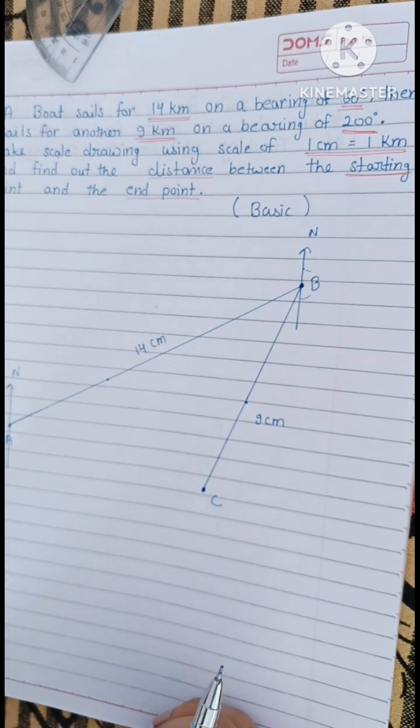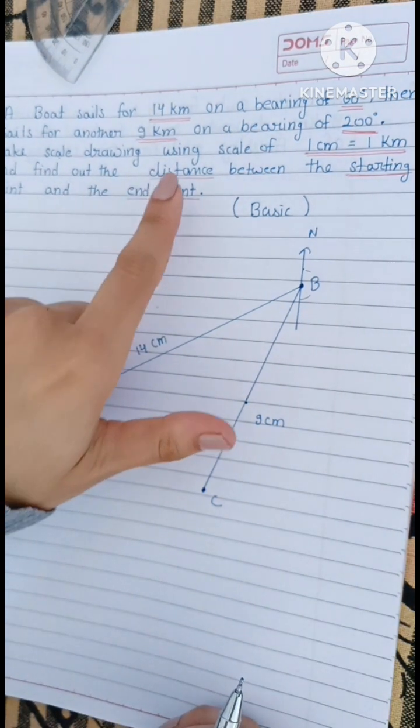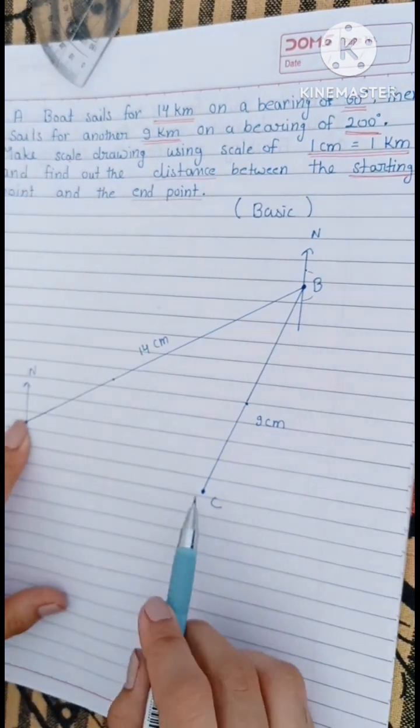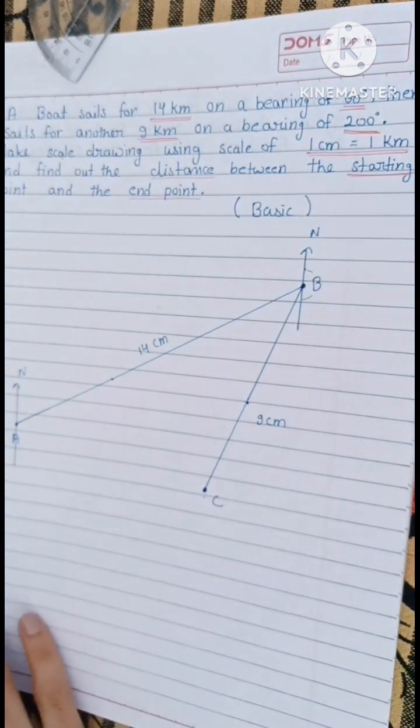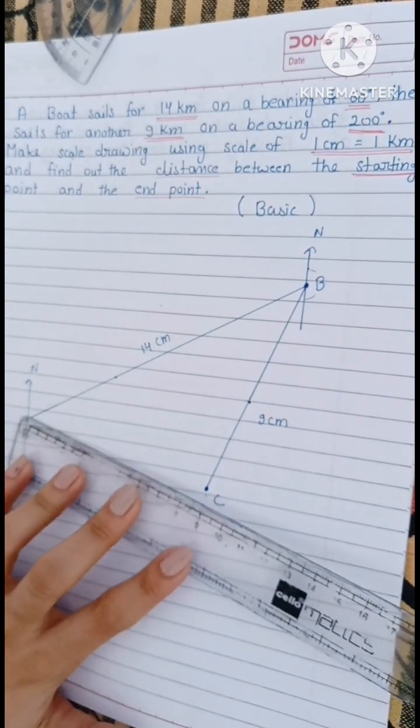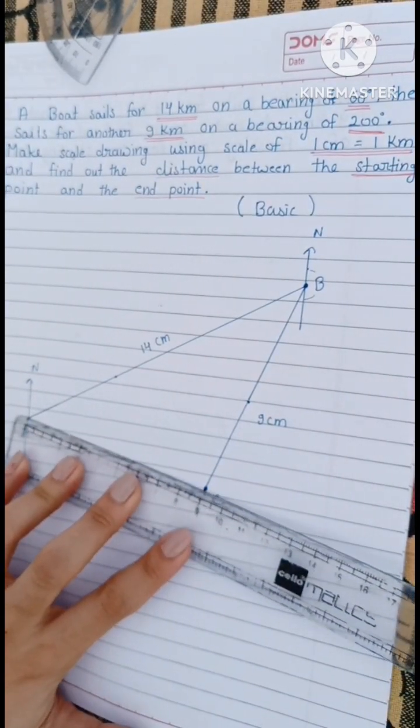Now what do we have to find out? We have to find out the distance between starting and end point. That's my starting point, that's my end point. I want to find this distance. So let's measure. As it is a scale drawing, you can always measure from it.